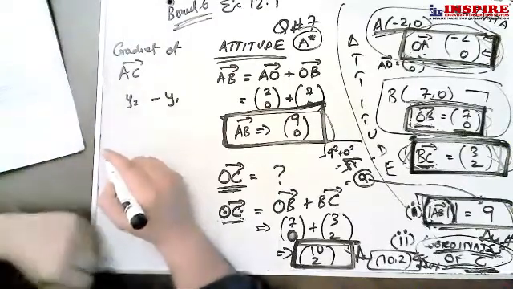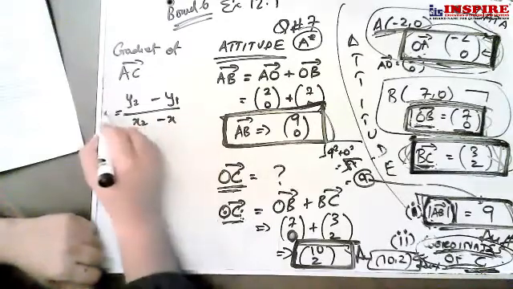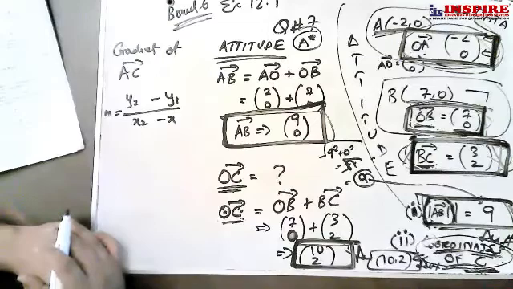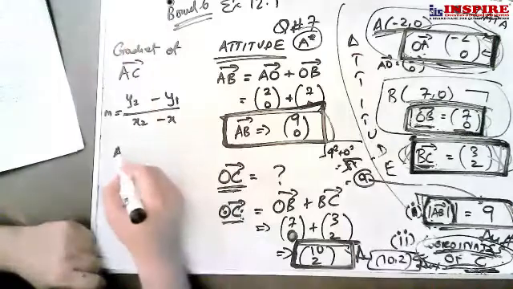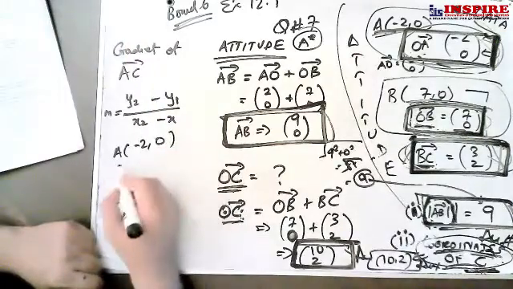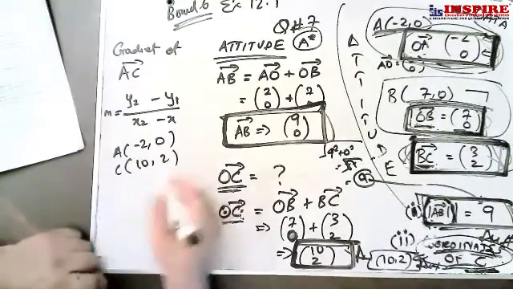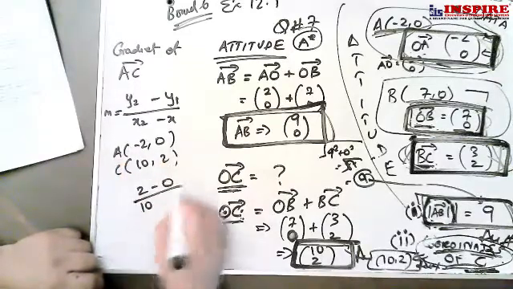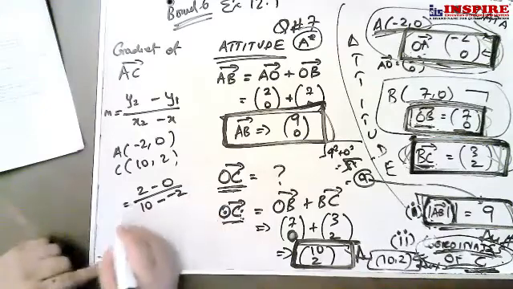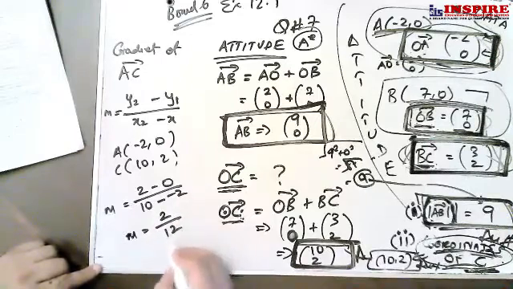Sir, it was looking like that from everywhere. y2 minus y1 over x2 minus x1, that's the gradient. Correct? Now what's A? A was minus 2 comma 0 and C is now 10 comma 2. So how will you find the gradient? y2 minus y1 over x2 minus x1, 10 minus minus 2. 2 divided by 12, which is equal to 1 over 6.